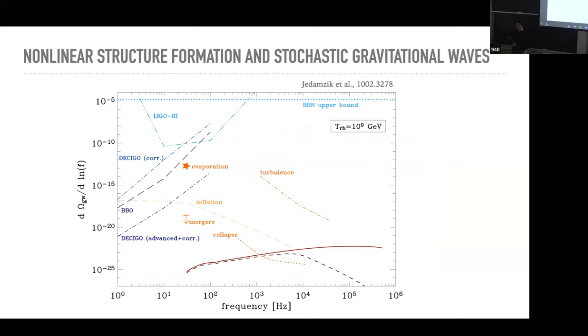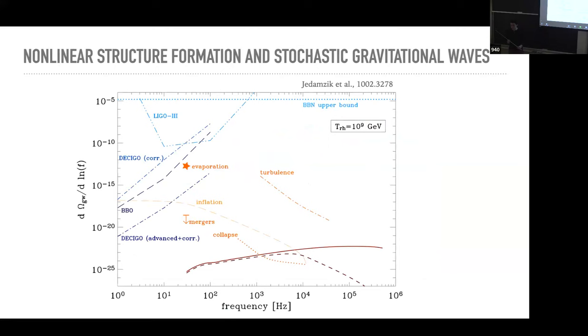And so there was some work back in 2010 by Jadamczyk and some of his collaborators that said, what happens if I undergo nonlinear gravitational evolution? I form halos out of some unstable matter species, and then those halos are going to dissipate as the matter decays away into radiation.